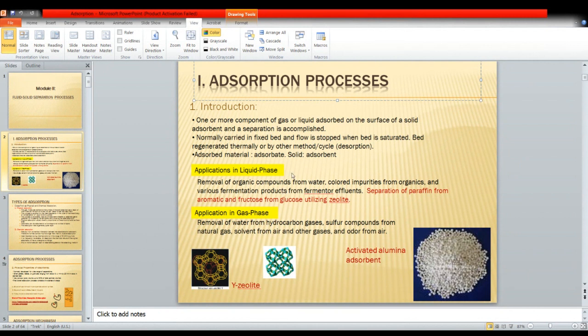So two important things here. The solid, these white granules, are called adsorbent. Okay, what is the name? Adsorbent, this solid. And the thing which you are separating, like the example I gave, phenol separating from water, phenol is called adsorbate. Okay, so adsorbent and adsorbate. Adsorbent is the solid which is doing the separation. Adsorbate is the component which is being separated from the gas stream or liquid stream.